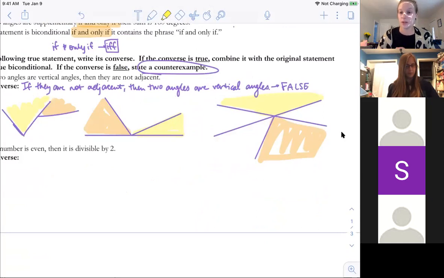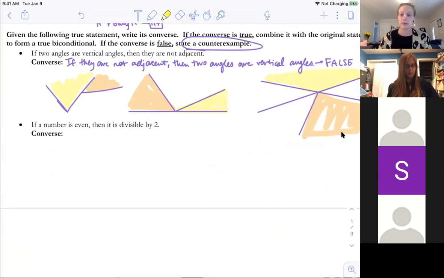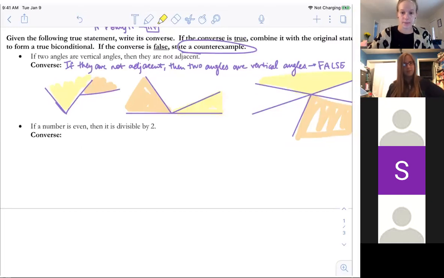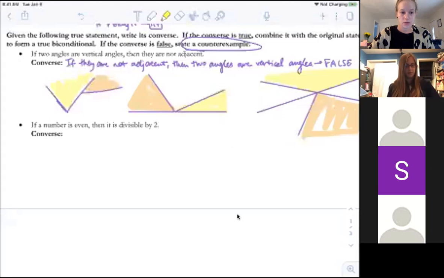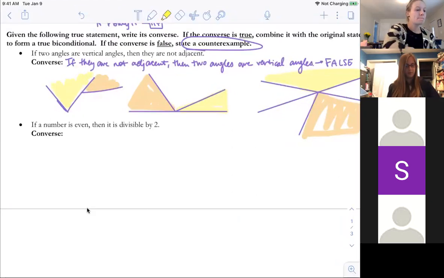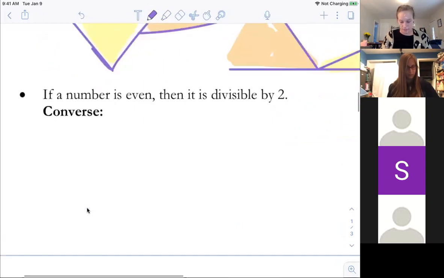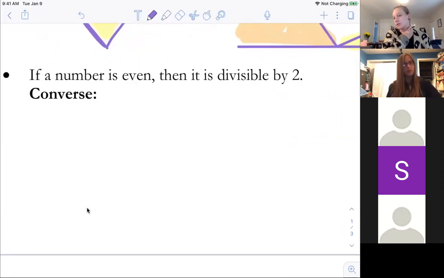Okay, you look at the next one and you try and decide what's going to happen. Decide what the converse is, decide if it's true or false, and then if it's true, write a biconditional. If it's false, write a counterexample. I'm going to join you in 1 second, okay? So you see what you can do first. I know writing takes a while, but I'm going to join you.